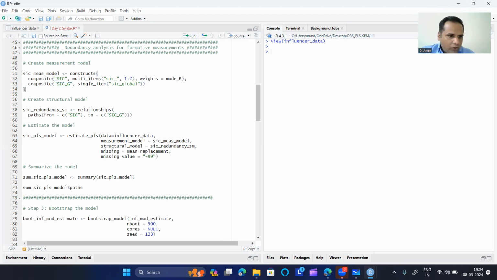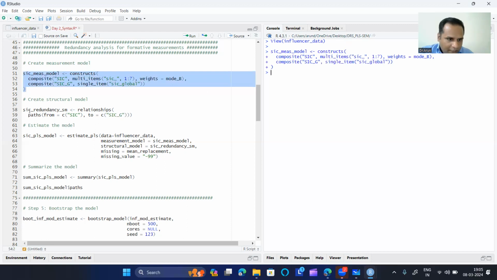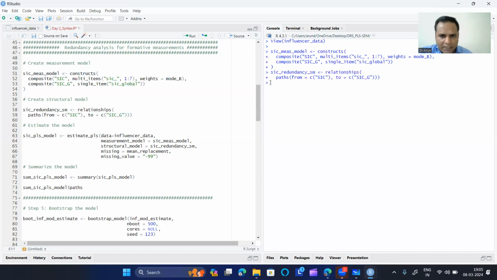Now if you focus on syntax line numbers 51 to 54, I'm going to calculate the beta value between SIC formative and SIC global. So I'm simply running line number 51 to 54. And then I'm again creating the structural model. I keep my cursor on line number 58; you need not select it, even if you don't select it, it will run. And then estimate the model. Keep your cursor on line number 63, run it.